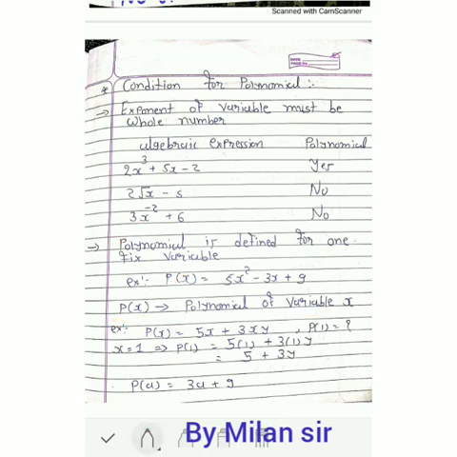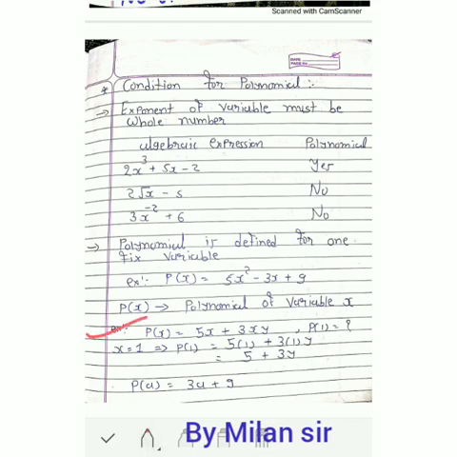So I am writing one polynomial here, 5x square minus 3x plus 9. You can see that here x is our variable. So I am writing here in brackets x, which means polynomial of variable x. That means the polynomial is defined for variable x. Now some examples I am writing here.